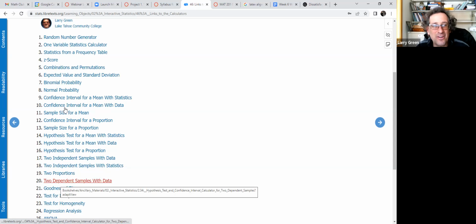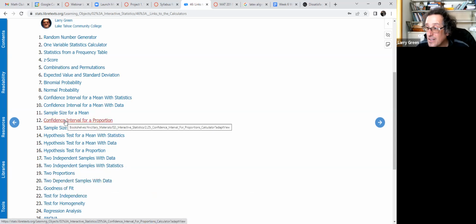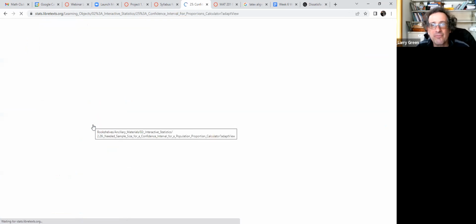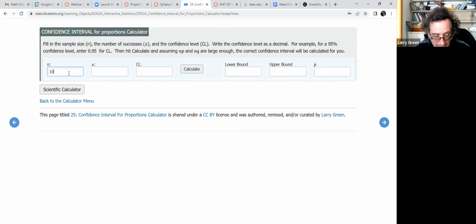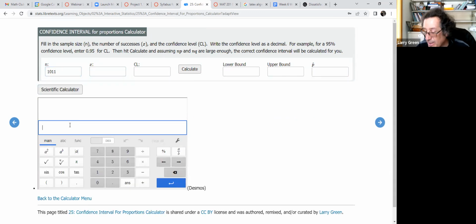Okay, we're going to do a confidence interval for a proportion. It's a yes/no question, so we're talking proportions. Our N was 1,011. We have to do a little work to get X, not hard work, but 26% said yes. So we're going to take 1,011 times 0.26 and round to the nearest whole number, and that gives you 263 people said yes.